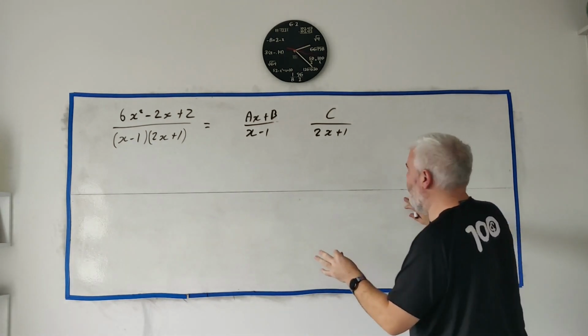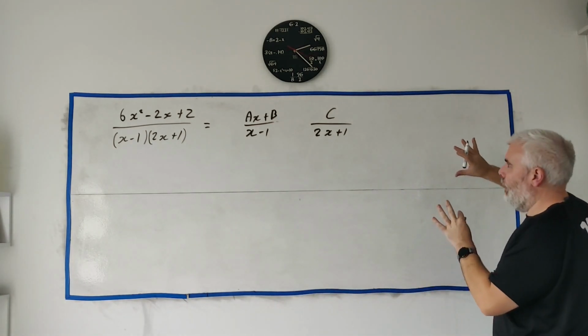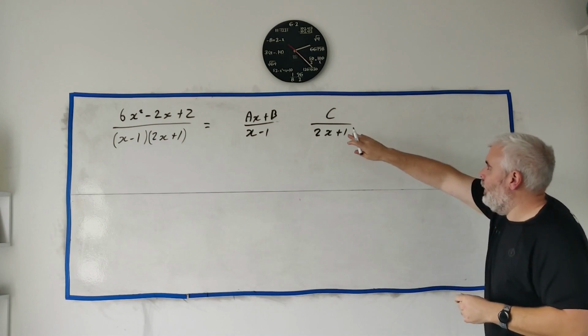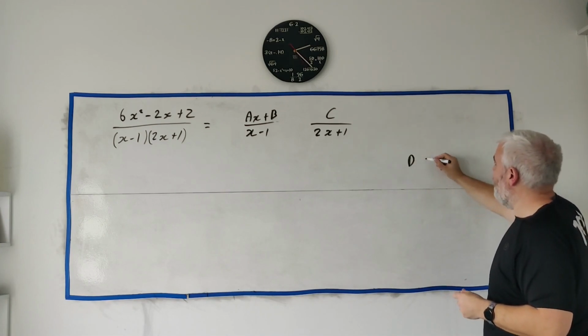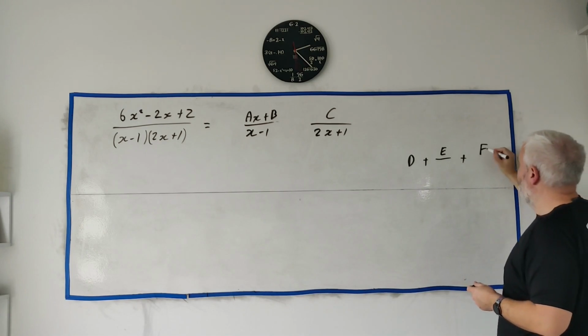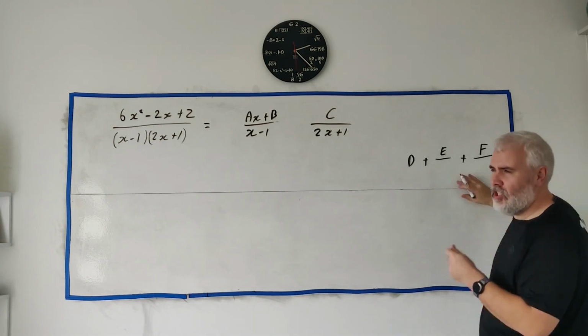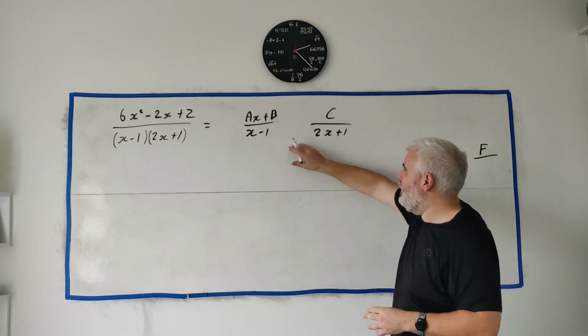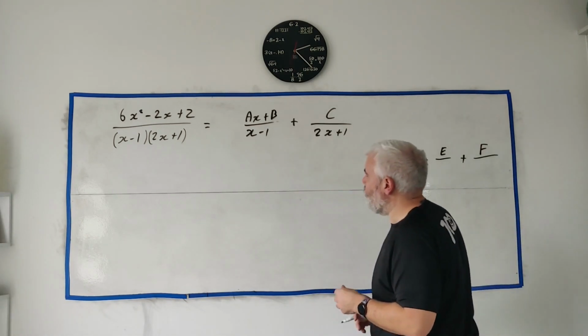Another way, I won't finish it, but I'll just show you the steps. Instead of this way, we could have D plus an E over something plus an F. That'd be another way. Again, I'll show you this answer at the end. But I'll continue on this method.